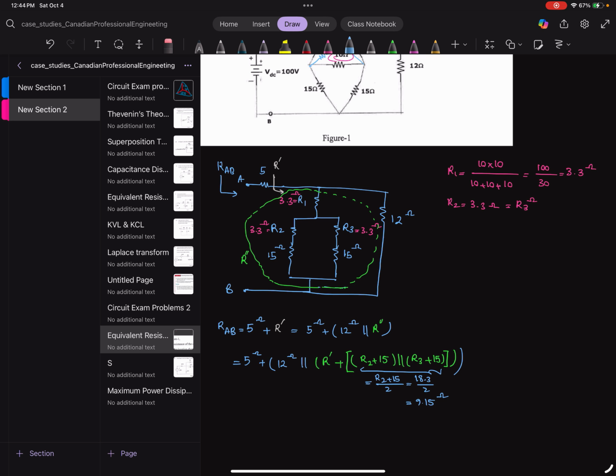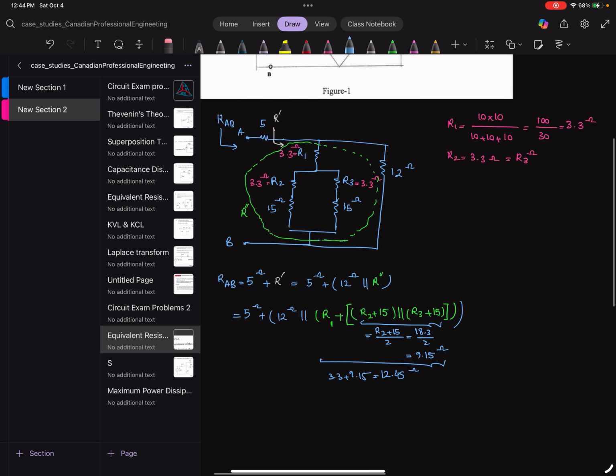Oh, sorry. This is R1. This is how I make a mistake. This is R1. Good job for everyone who caught this. So R1. So then we have 3.3 plus 9.15. That's going to be 12.45 ohm.